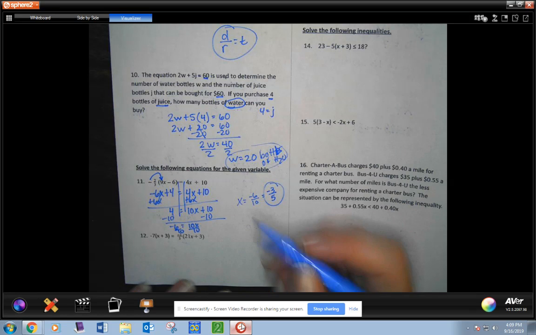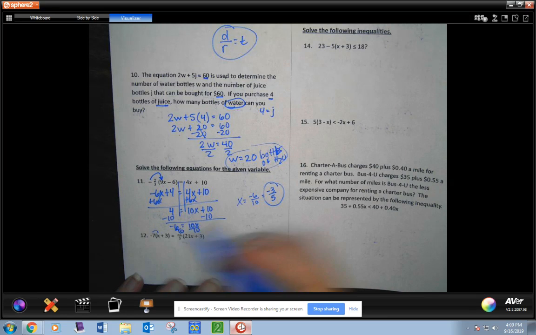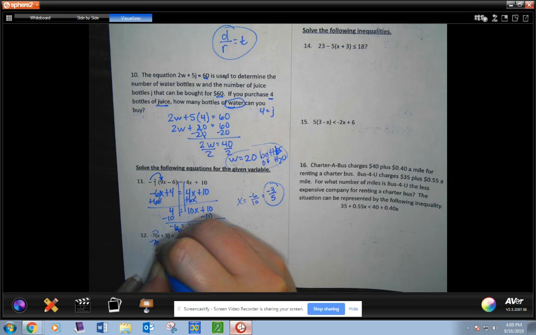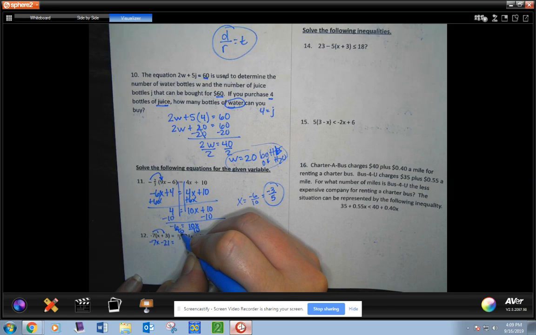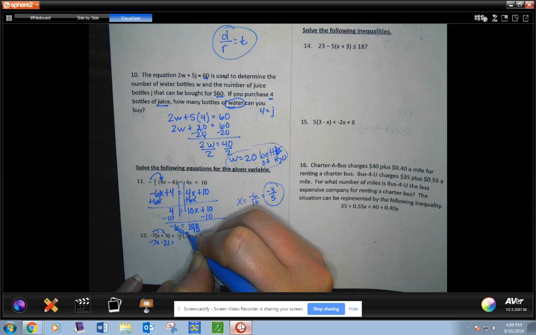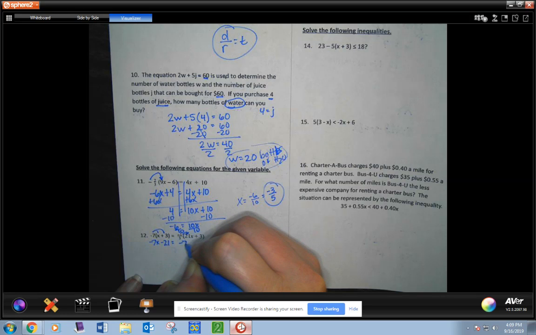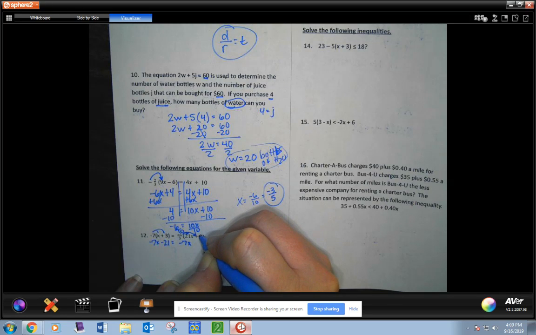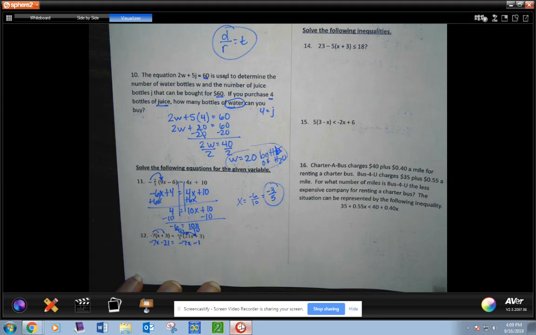For the next example, we're going to start by distributing. Negative 7 times x is negative 7x. Negative 7 times 3 is negative 21. Bring down my equals. Negative 1/3 times 21x, so negative 1 times 21 is negative 21. And then negative 21 divided by 3 is negative 7x. Negative 1 times 3 is negative 3, and negative 3 divided by 3 will give me a negative 1.